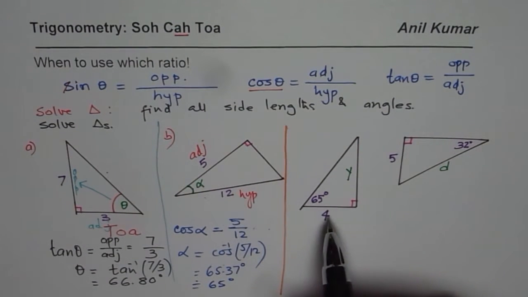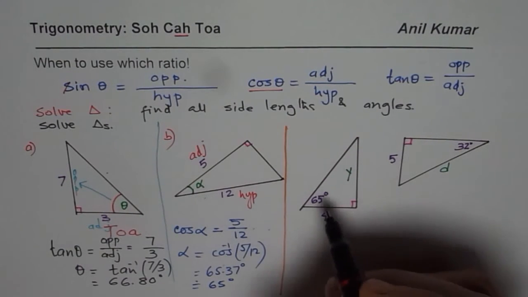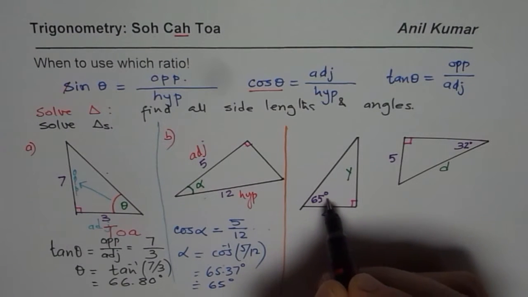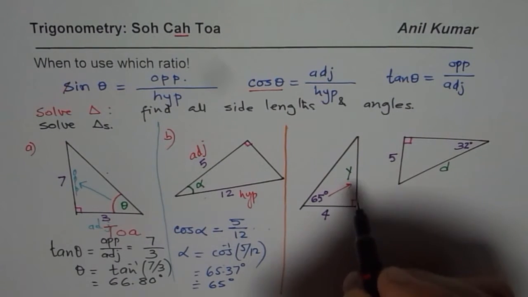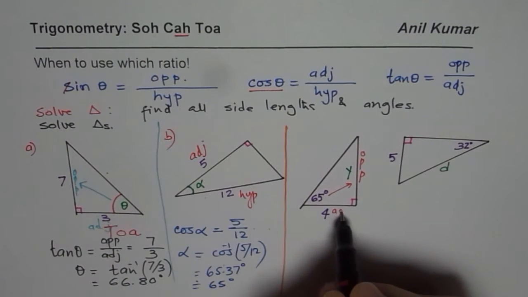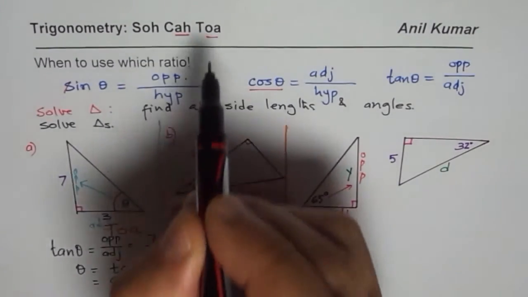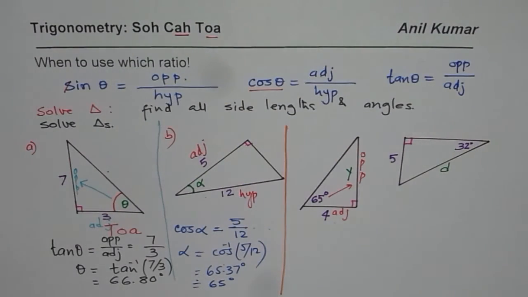Now in this particular right triangle, let me know which trigonometric ratio we should apply to solve it. We'll again look at it from the angle point of view, which is 65 degrees. This side is opposite, and this side is adjacent. Opposite and adjacent is the combination for tan, correct? So we are going to use the tangent ratio.